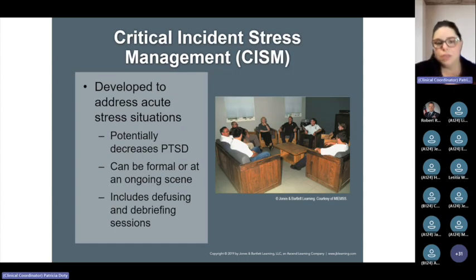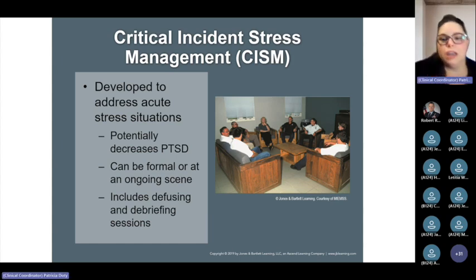All right, so CISM, or critical incident stress management, is such a big deal. This is developed to address acute stress situations, and it literally has been proven to decrease the likelihood of PTSD developing. What it does is it confronts that response to the critical incident and diffuses it. CISM can occur formally, it can be informal, and it can be just like a debriefing of what happened at the scene. Like, what did you see? What did you do? You do have trained CISM professionals that facilitate these things.